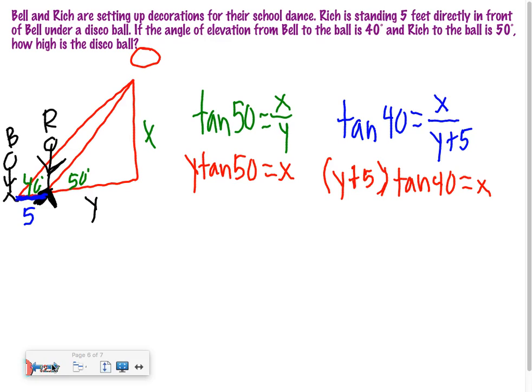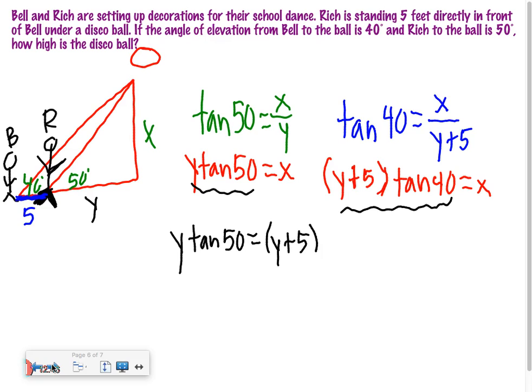Okay. Do you guys see how they're both x equals? So now do you guys see how since they're both x equals, I can put what x equals equal to each other? Okay, so let's just try that. So I'm going to have y tangent of 50 equals y plus 5 tangent 40. Okay, before we move on, is anyone confused where I got that from? Perfect. Okay.